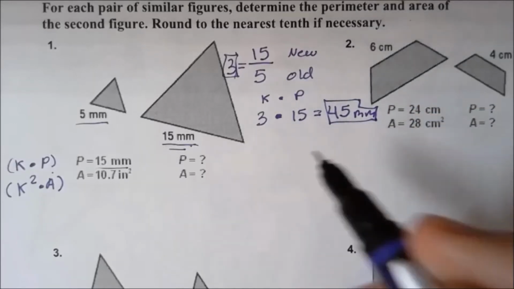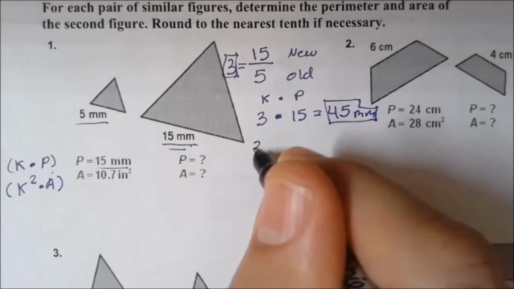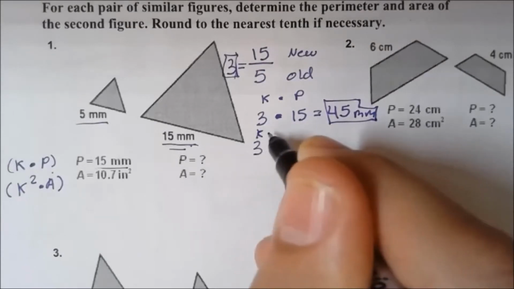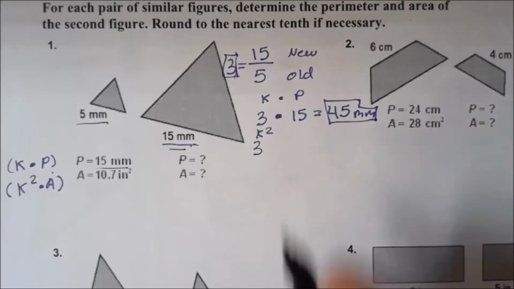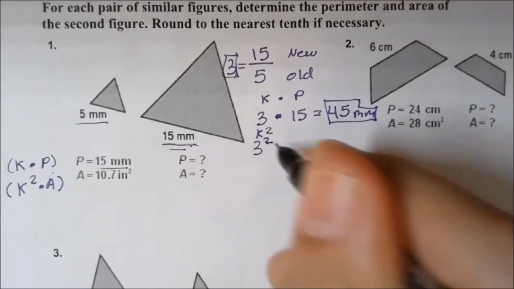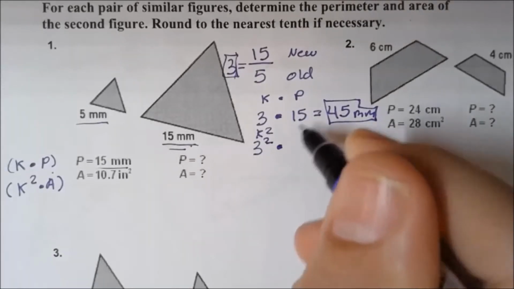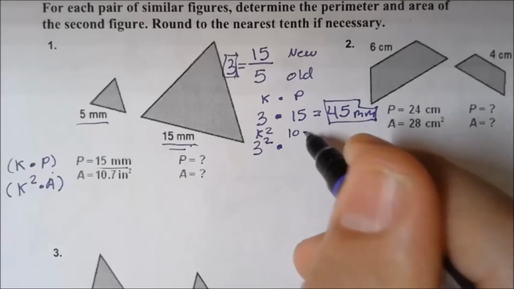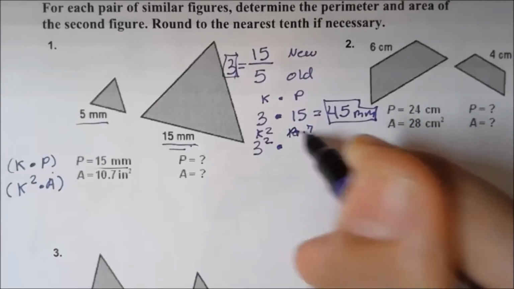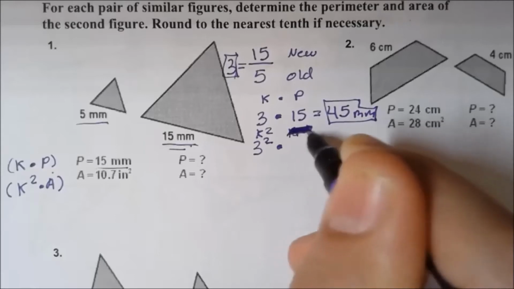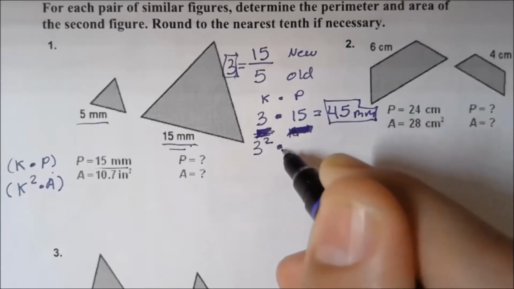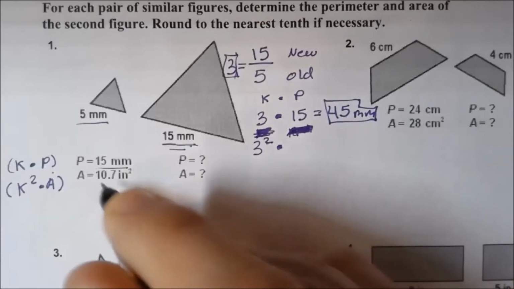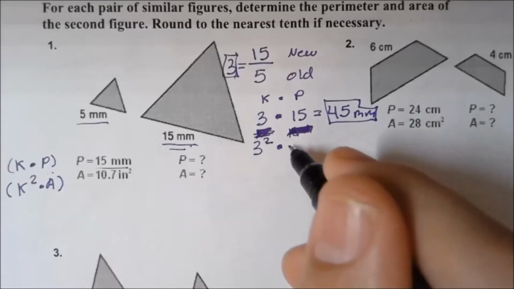Now we need to take our scale factor, which is 3 again. But now remember, for area we have to square it, because area is counted in squared units. Use that to remember it: it's counted in squared units, so we square the K. So it's 3 squared times our area, which is 10.7. Let me erase that real quick, I'm making a little bit of a mess here. So it's K squared times A, and our area is 10.7.